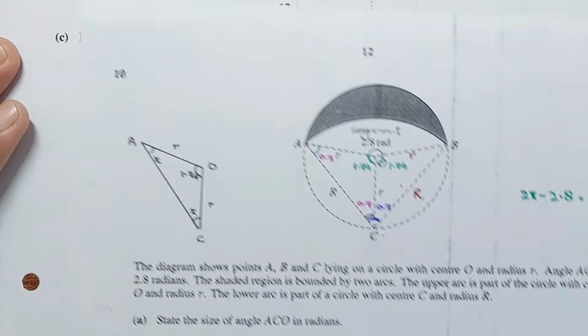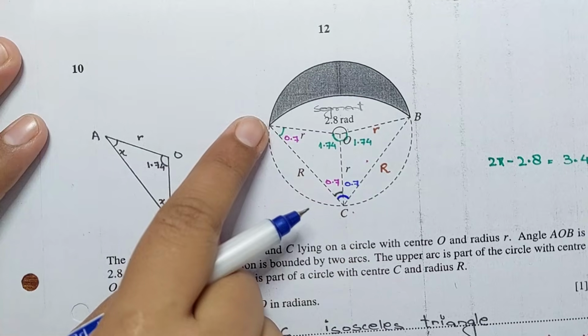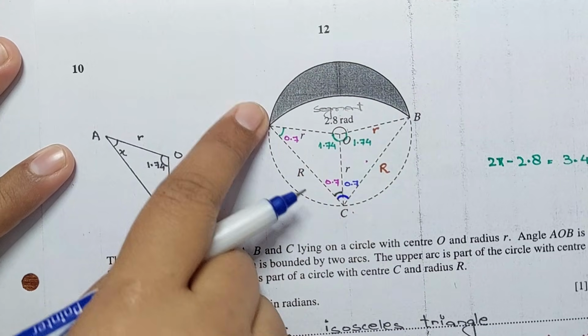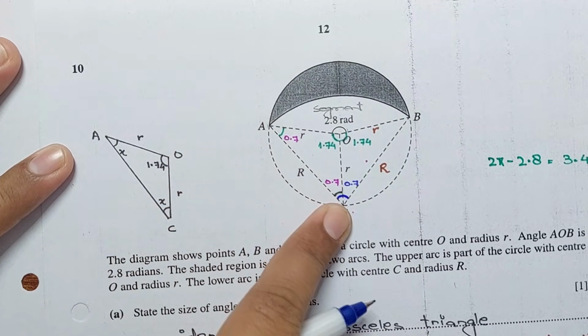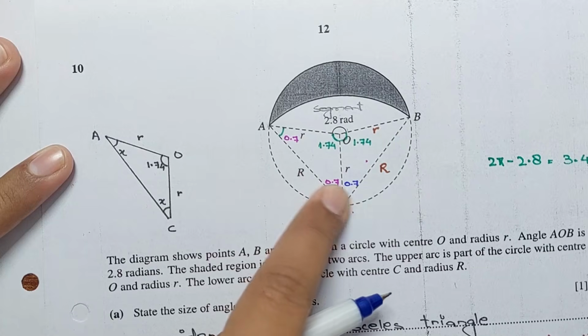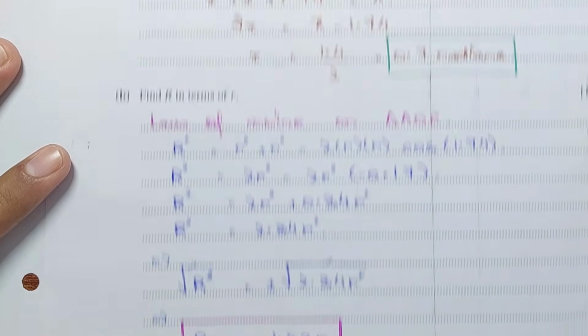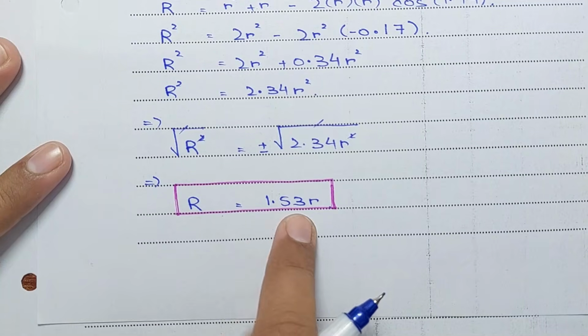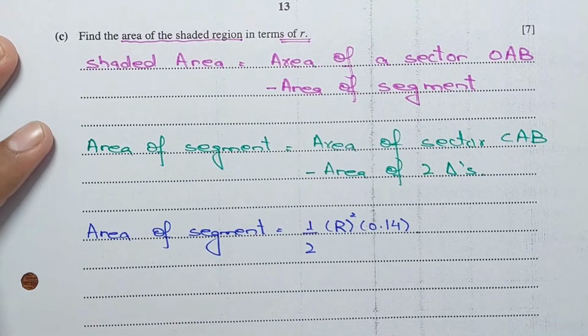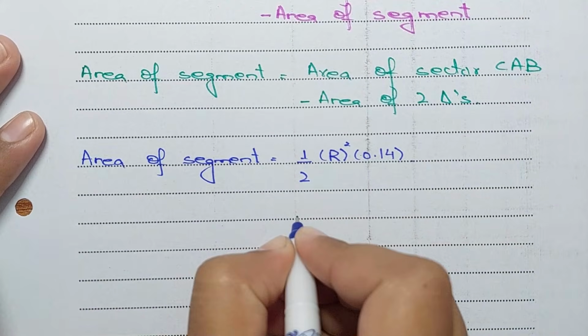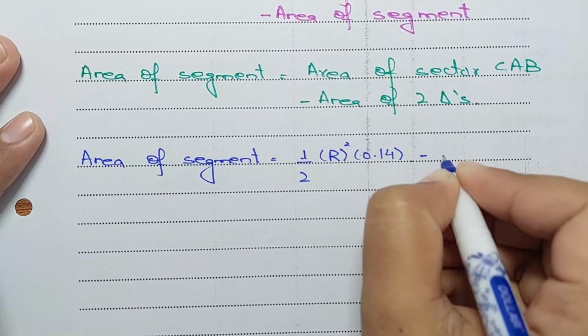Area of a sector, right? Area of this sector C, A, and B, right? Half radius R square and theta is 0.14, right? Okay, so what is R? R is 1.53 small r. Let me write it down. So, okay, first let me finish it out, right?